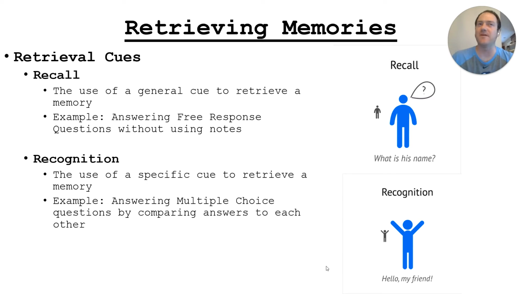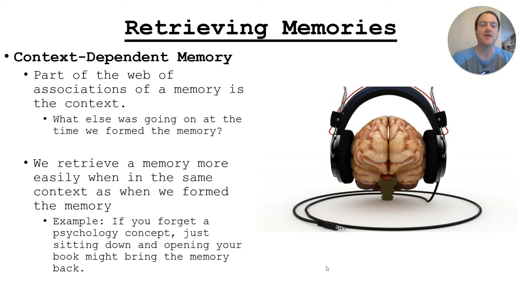So recall would just be like, I kind of know who that is. And then the recognition is like, oh, they're from this office or this part of my life or whatever. Recognition happens much quicker than recall. Recall memory is usually not as accurate as recognition memory. Okay. All right. So the next way we can retrieve memories is from something called context dependent memory.